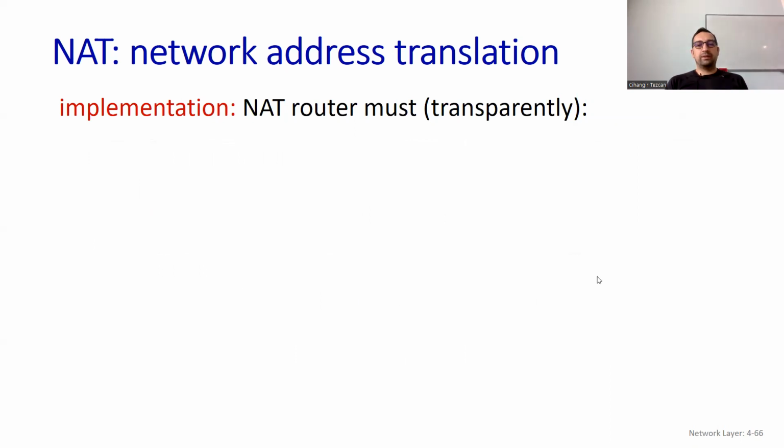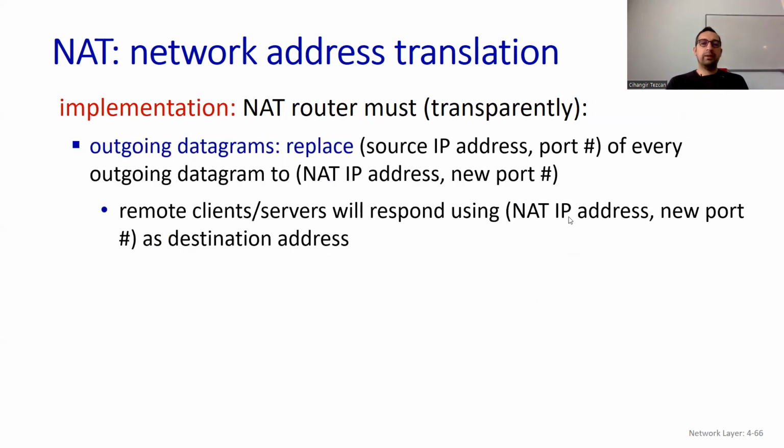Implementation: the NAT router must transparently do the following. For outgoing datagrams, replace the source IP address and port number of every outgoing datagram with the NAT IP address and a new port number. So this is the thing that the outside world sees, right? But some people are against this idea because you're modifying the data here. Remote clients and servers will respond using the NAT IP address and new port number as the destination address.